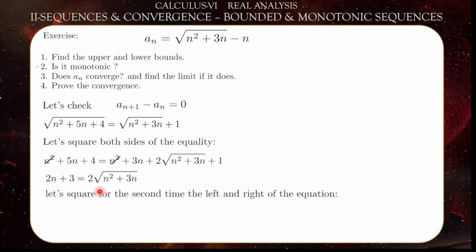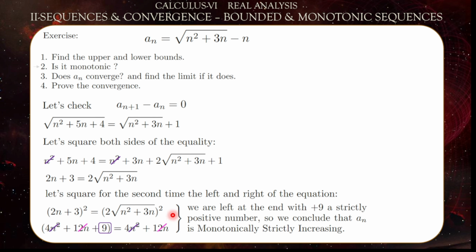We need to square both sides for the second time, the left and the right of the equation. So (2n plus 3) squared is equal to (2 square root of n squared plus 3n) squared, which gives us 4n squared plus 12n plus 9 equal 4n squared plus 12n. Left and right cancel out, and we are left with plus 9, which is a strictly positive value, which means that this sequence is strictly increasing. So since we are left at the end with plus 9, a strictly positive number, we conclude that a_n is monotonically strictly increasing.